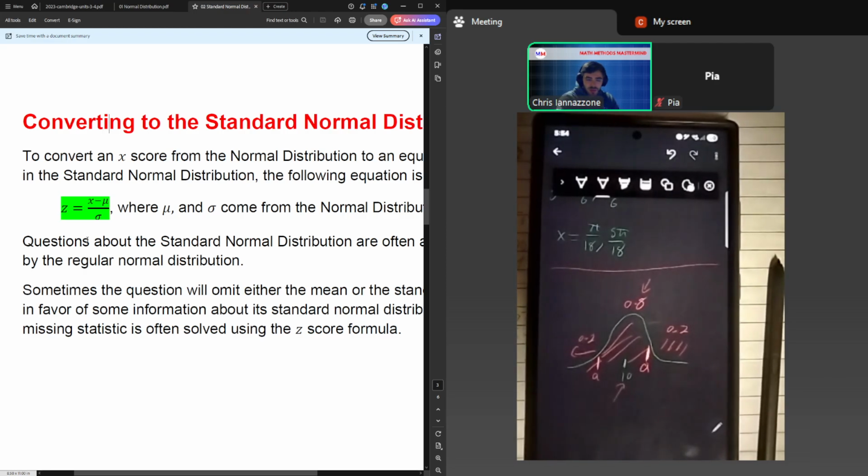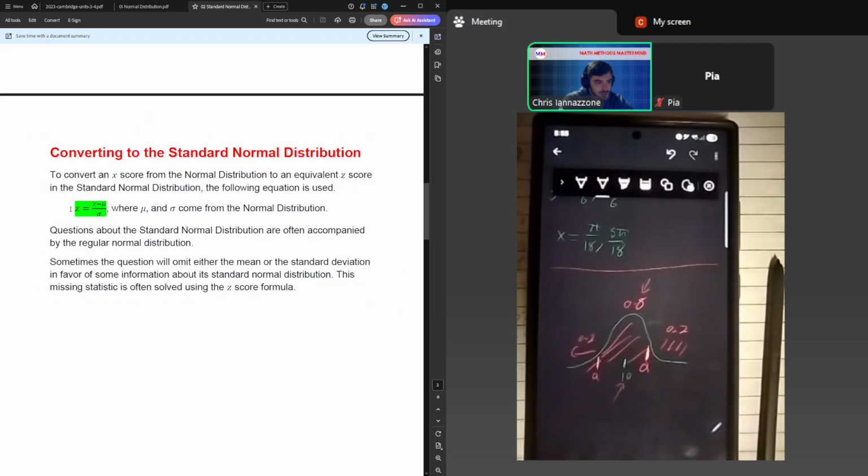However, it's always worth pointing out that as long as you have 3 of the 4 variables, you can always solve for the last one. If you have z, x, and mean, you can find standard deviation. If you have mean, standard deviation, and x, you can find z, and so on. You'll need to be able to use basically every version of this equation.